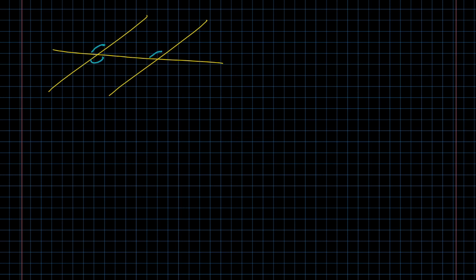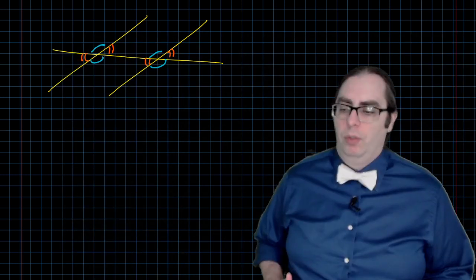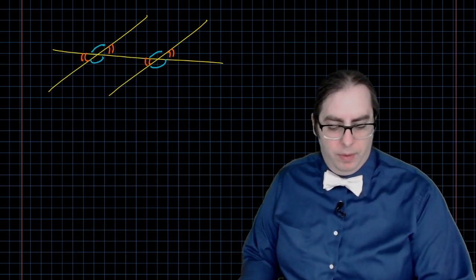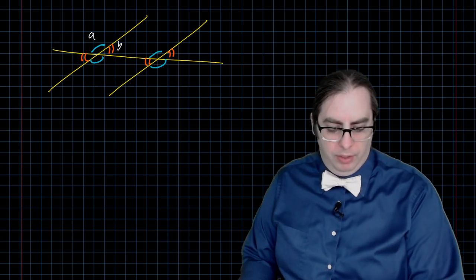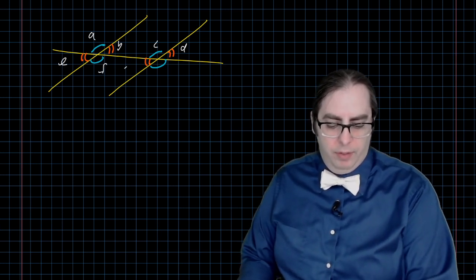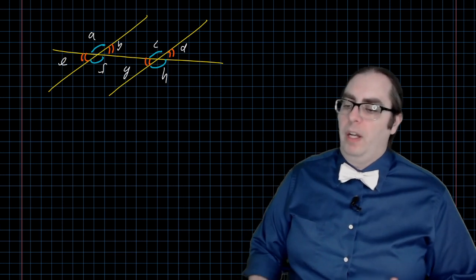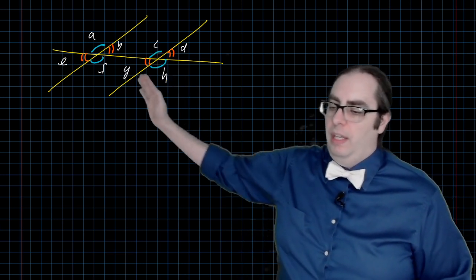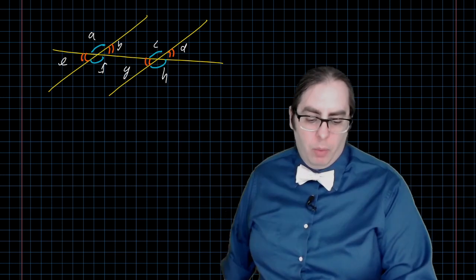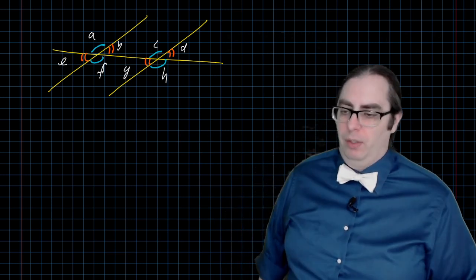I've got these four angles that will all have the same measure. And then I've got these four angles that will all have the same measure. There's a bunch of special names for different pairs of these angles. For example, let's call these A, B, C, D, E, F, G, and H. For example, angle C and angle F here are what are known as alternate interior angles.